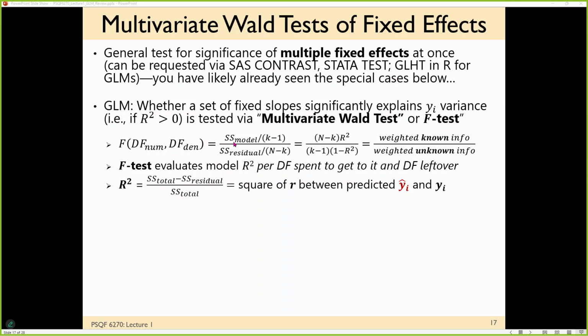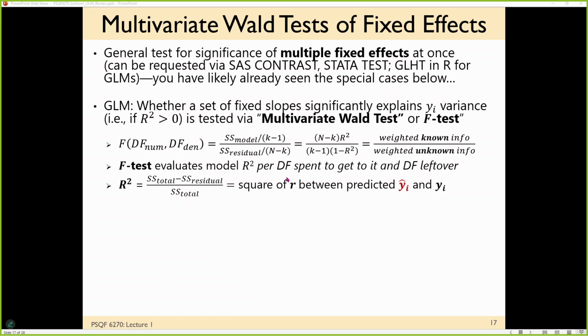So we have how much information did the slopes capture in your model divided by k minus 1. So k is the number of fixed effects. The minus 1 is because we don't count the intercept. Then the denominator is how much information is left to be captured divided by how many more slopes you have room to add based on your sample size. So we can rewrite this in a different way. What you know over what you don't is the idea, and it's in a per slope metric.